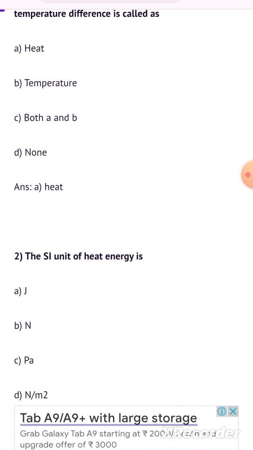The SI unit of heat energy is. So basically, heat is a form of energy. So the unit of heat should be joule, Newton, Pascal, or Newton squared meter. So obviously, joule is the correct answer.